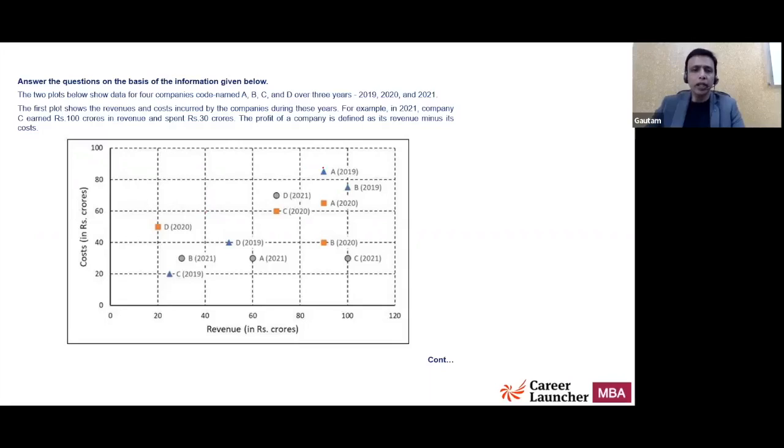So the data clearly says in 2019, A would have a revenue of 90 and a cost of 85. Fine. Similarly, in 2021, the example given for company C, in 2021 company C had a revenue of 100 and a cost definitely of 30. So that was the first chart.